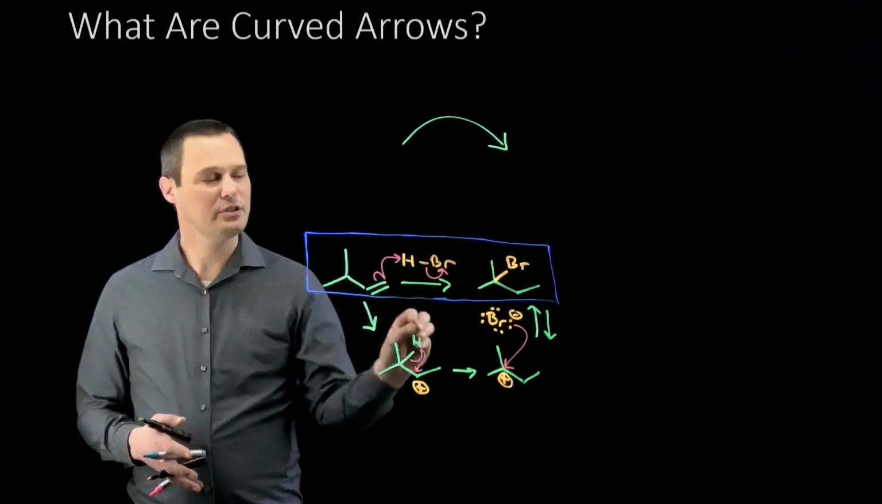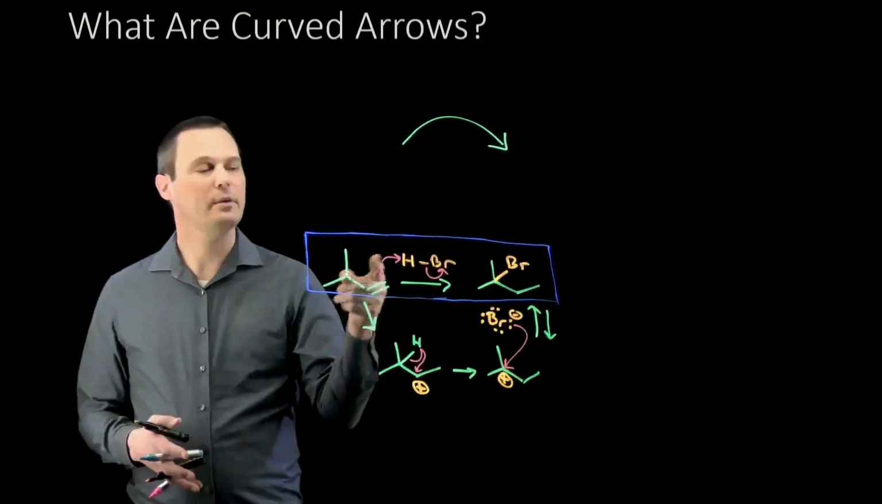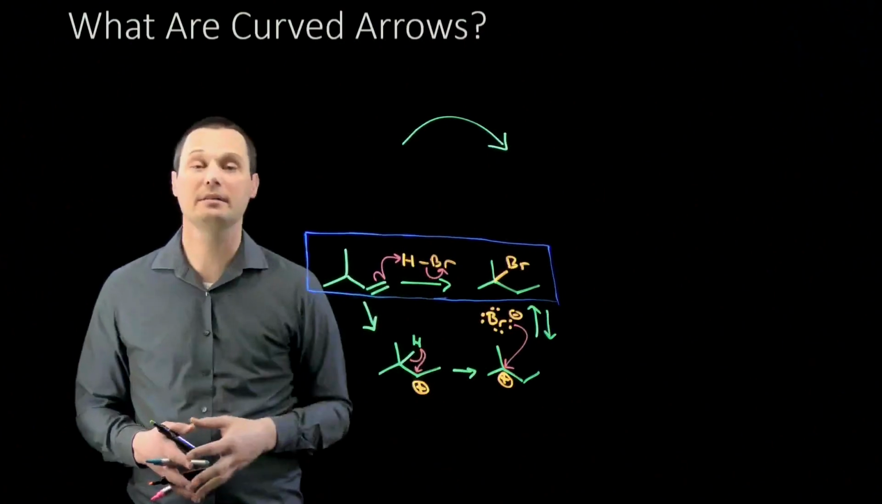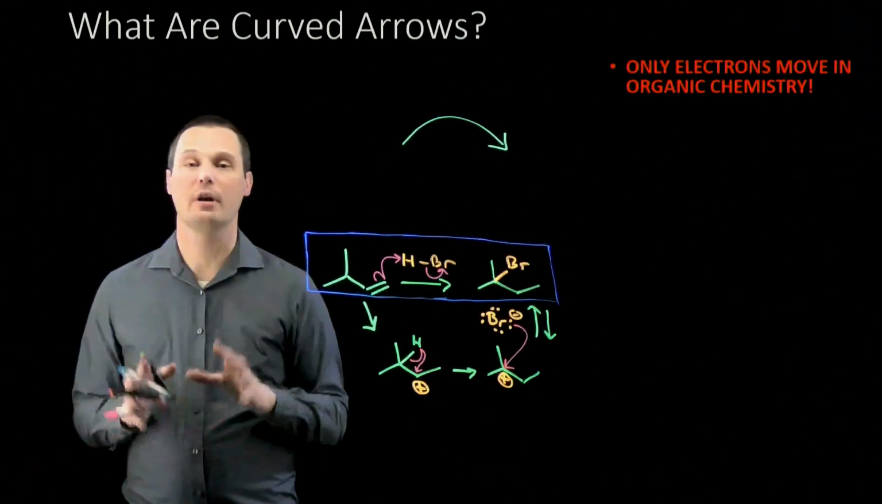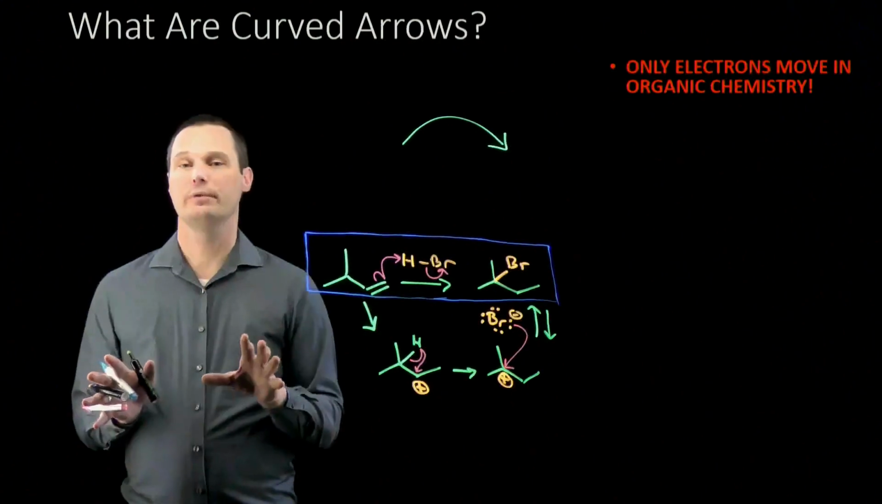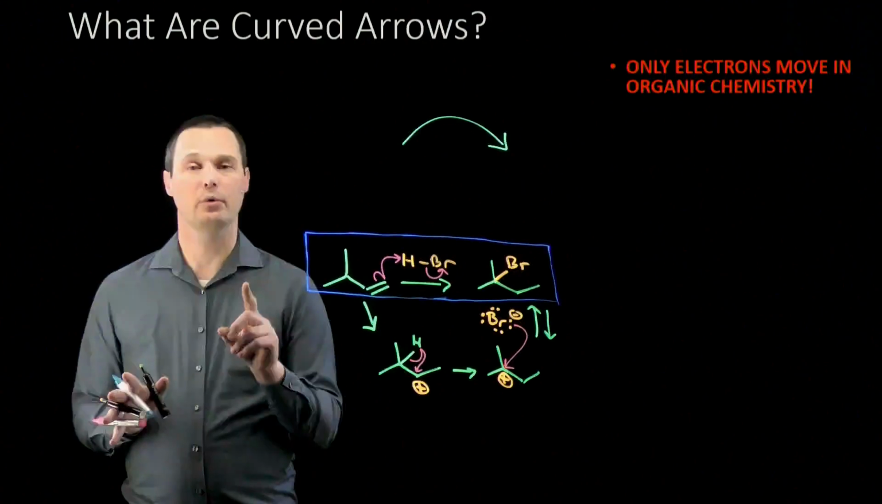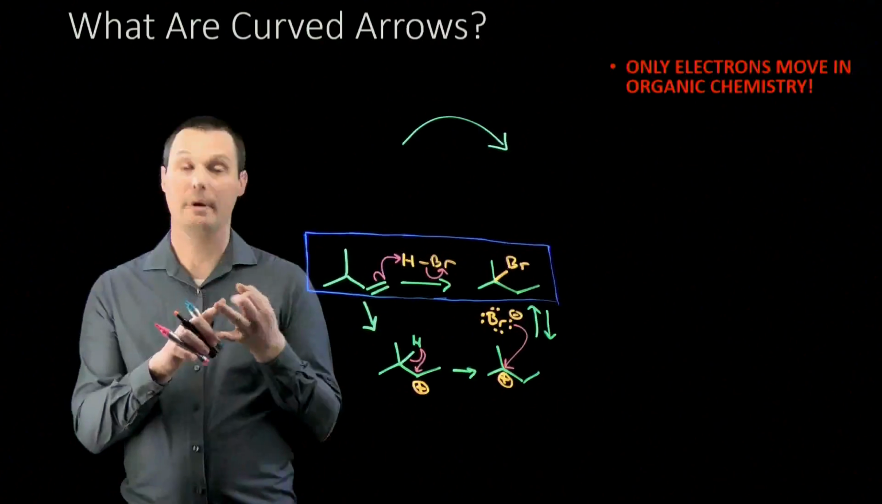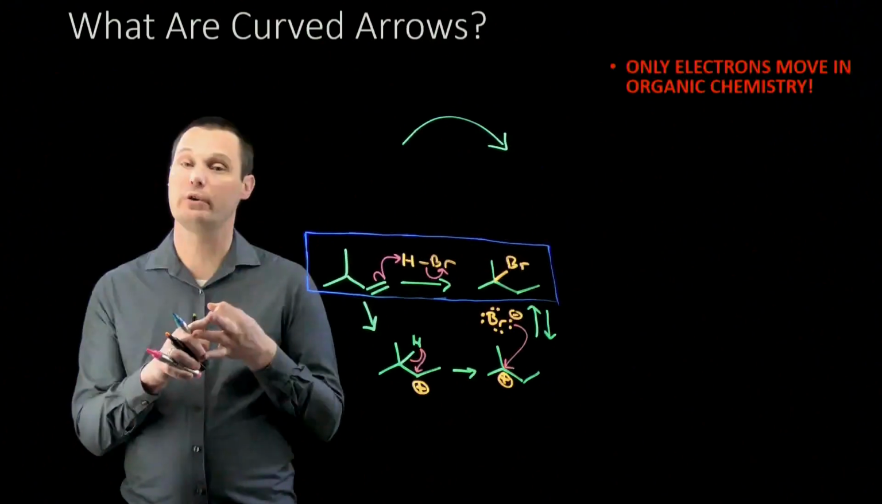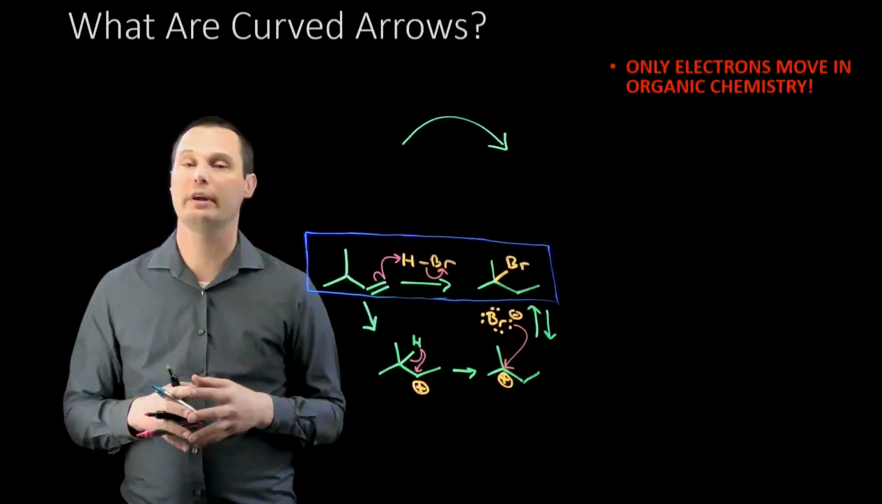And at every position along the way, every chapter along the way, we see our curved arrow notation telling us that story. This brings us to our first important truth when it comes to curved arrow notation. Only electrons move in organic chemistry. This is very important. Only electrons move in organic chemistry. Charges don't move, bonds don't move, atoms don't move in organic chemistry. Only electrons move in organic chemistry.